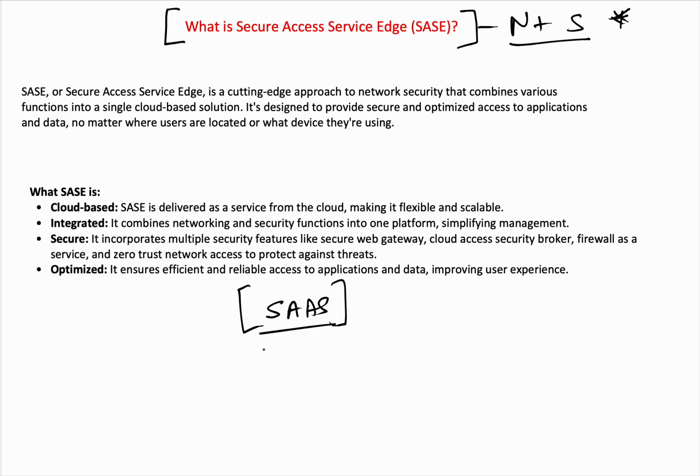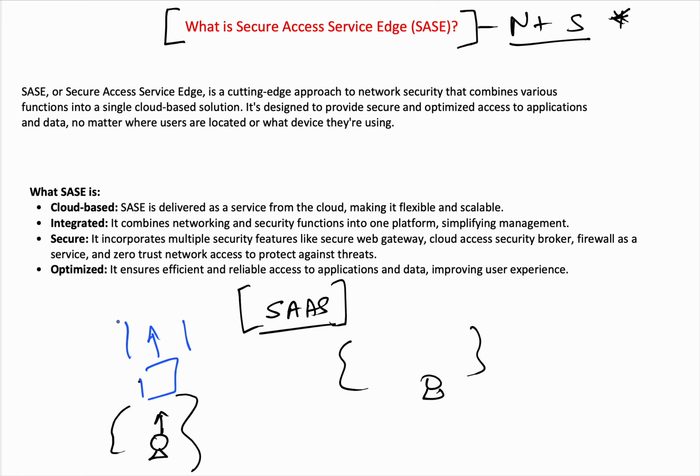So what SASE has done for us is, if you're a user in a different part of the world, you won't connect to your data center directly. Rather, you connect to your neighboring SASE orchestrator or neighboring SASE server. Once you connect to your neighboring SASE server, it will give you access, as per your geolocation, to your SaaS applications. So this is a high level overview.